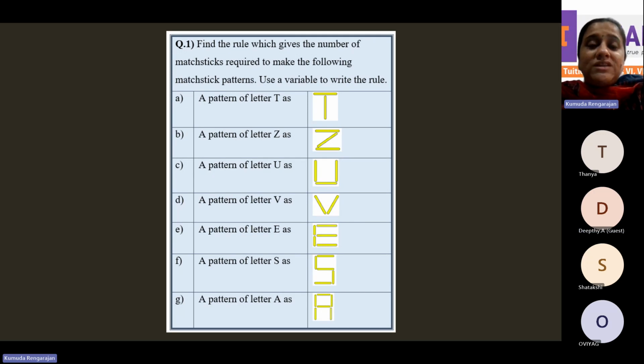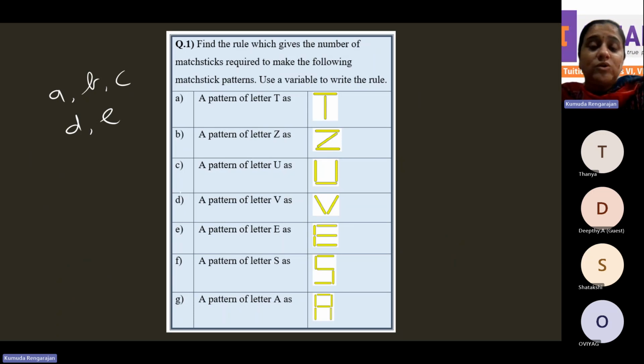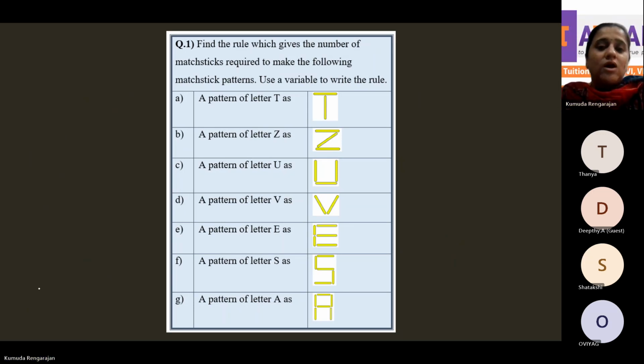Find the rule which gives the number of matchsticks required to make the following matchstick patterns. Use a variable to write the rule. Use a variable. That means use letters like this. What is a variable? See here, this is a variable. So use a variable to write the rule. All right.